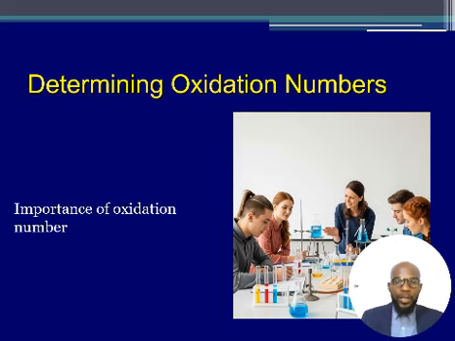What is the importance of oxidation numbers? Oxidation numbers help in balancing redox reactions. They also help in identifying oxidizing and reducing agents in redox reactions. They help in determining the number of chemical bonds that can be formed by an atom. And they help in naming inorganic compounds. Very important.